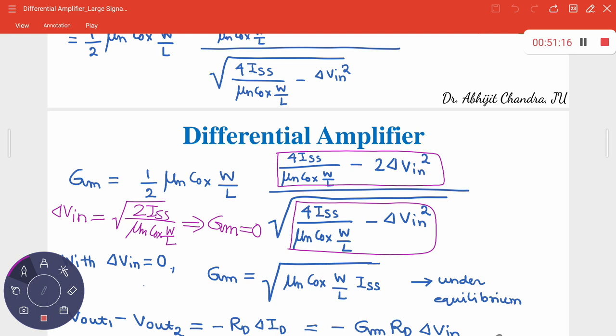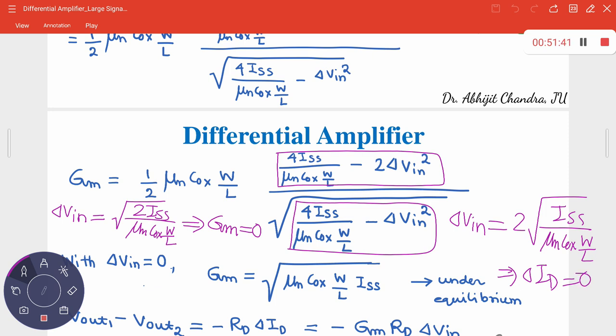So if delta V is equal to square root of twice ISS upon mu n C ox W over L, then GM is equal to 0. And last time, what you obtained: if delta V in is equal to 2 square root of ISS by mu n C ox W over L, then delta ID is equal to 0. Which one is larger? We have got one value over there. Let me give two different names: let me call one delta V in dashed, and the other delta V in double dashed.